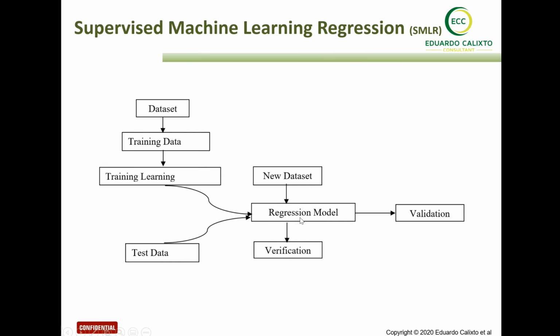In this specific case, we will use the stepwise regression method. And then, of course, we follow similar steps to those in supervised machine learning regression. Based on a data set, we split the data set into training and test data. We use the training data to train the model. Then we verify the error. We use the test data to verify the error again. And then we come up with a new data set to validate our model.